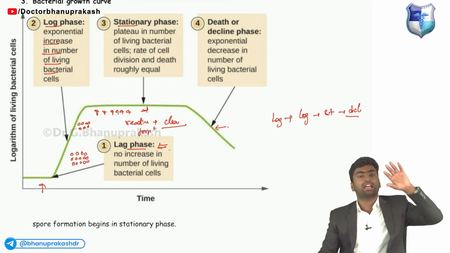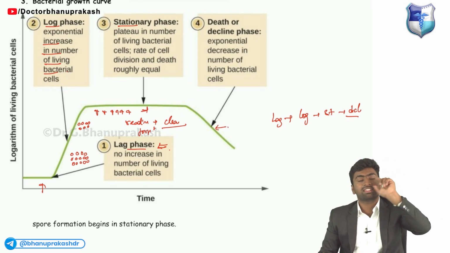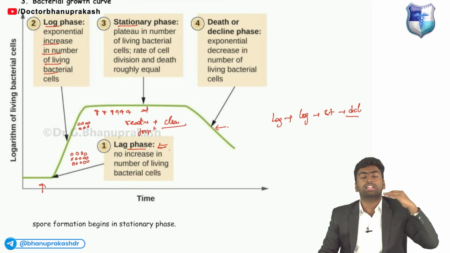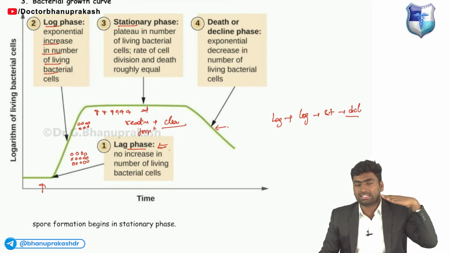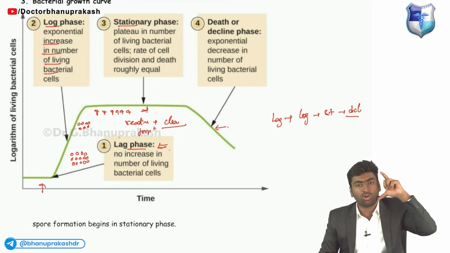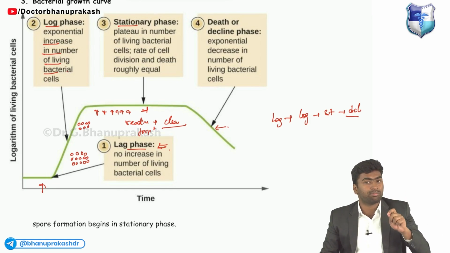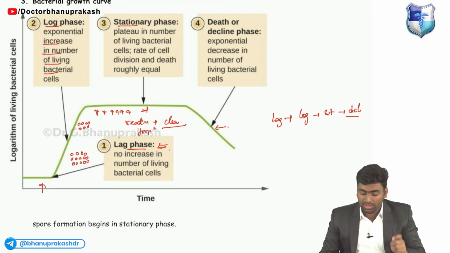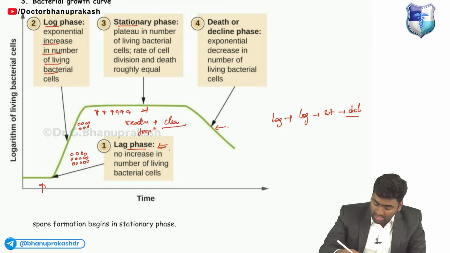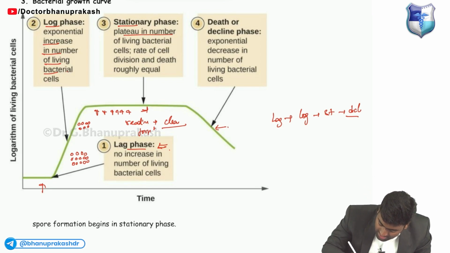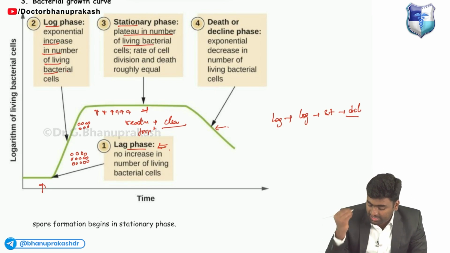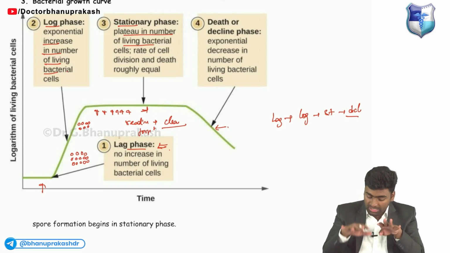So there are phases: lag phase, log phase, stationary phase, and the phase of decline. Initially there will be no increase in number. Then followed by this, there is a log phase where there is an increase in number. Then in the stationary phase, the number will be stagnant because living bacilli and dying bacilli will be at a balanced level.